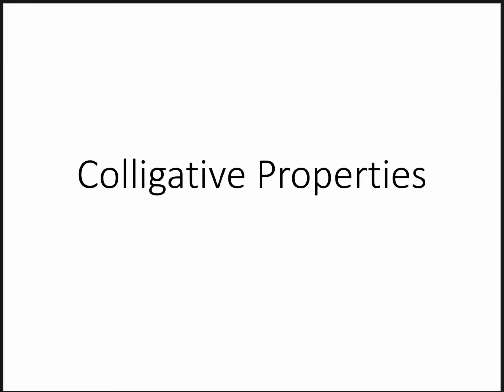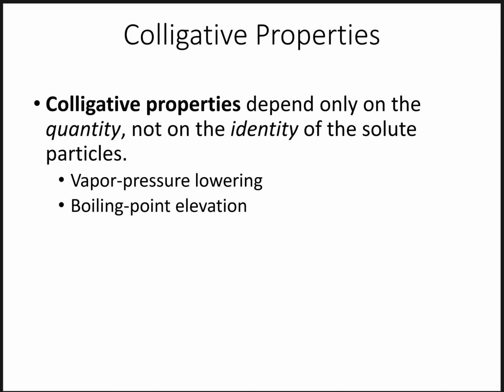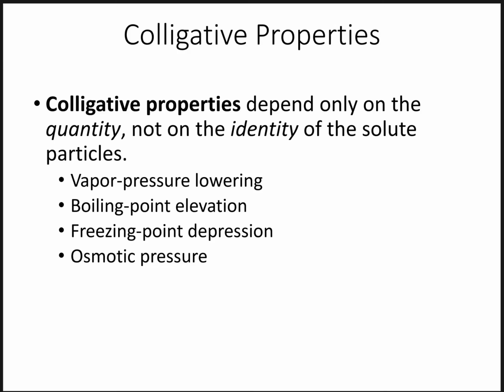In this unit, we'll talk about colligative properties, what they are, and to what extent they can affect a solution. Colligative properties are properties that depend only on how much of a material is dissolved in solution and not what is dissolved in the solution. Colligative properties include vapor pressure, boiling point, freezing point, and osmotic pressure.